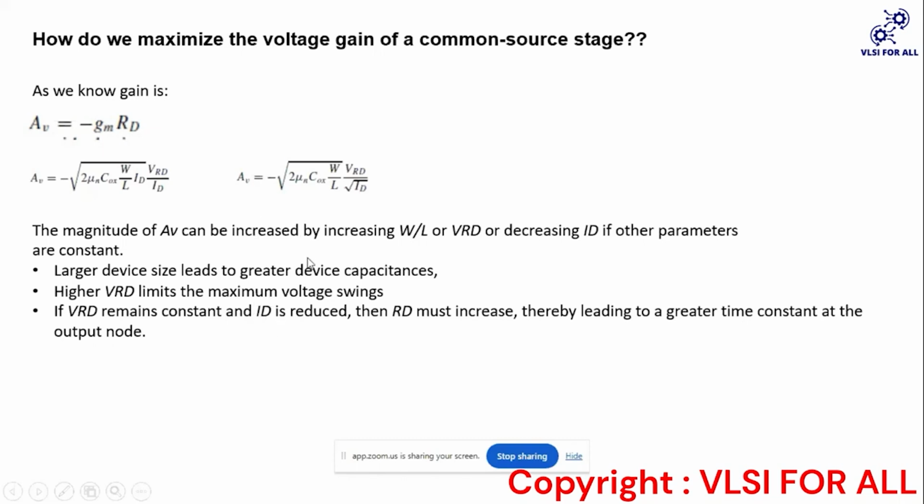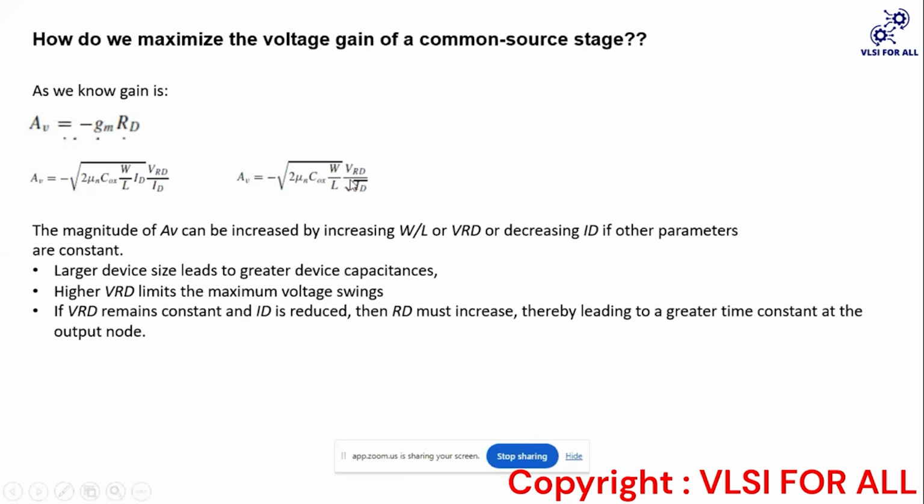The first limitation is that the gain is dependent on the transconductance, and the second limitation is that to increase the gain, we are bounded, so we cannot increase the gain beyond a certain level, right?